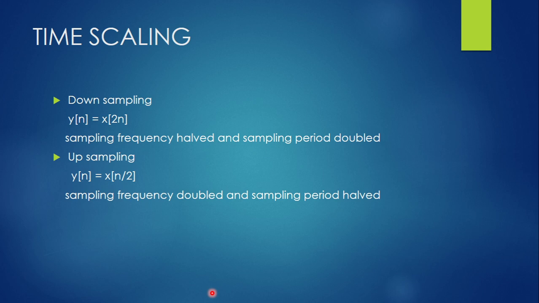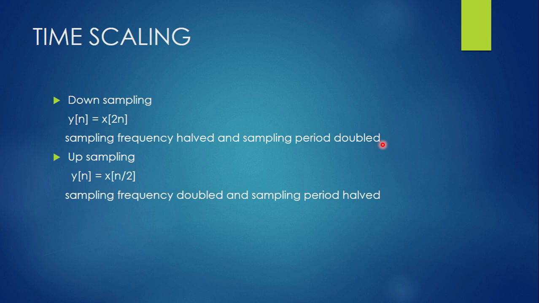Time scaling. There are two types of time scaling. One is down sampling, one is up sampling. Y of n is equal to x of 2n. What happens in that? Sampling period doubled and sampling frequency halved. In a certain time period, if we are taking 10 samples, now it will become 5 because the sampling period is doubled. You leave every alternate sample.